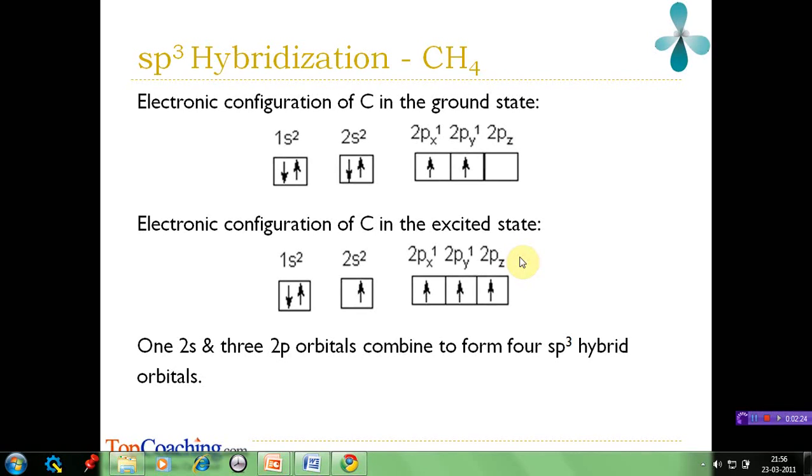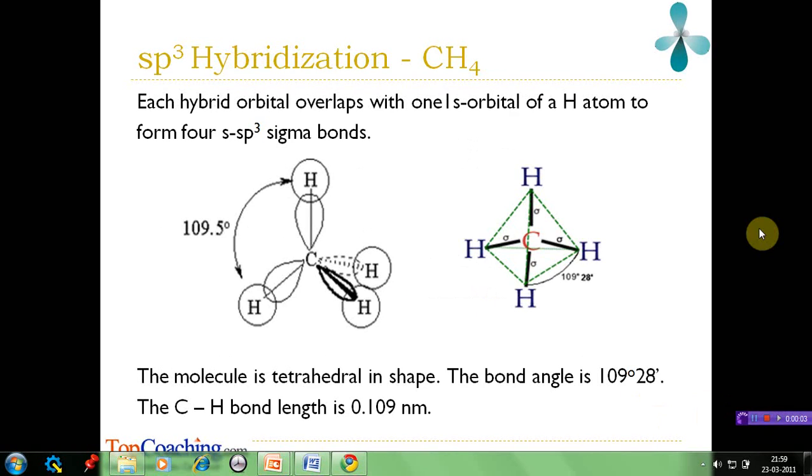symmetrical. Now what actually happens is that these four half-filled orbitals of carbon atom combine and hybridize to form four identical sp3 hybrid orbitals. Now as can be seen in the diagram, these four sp3 hybrid orbitals are spatially oriented from the carbon nucleus towards the corners of a regular tetrahedron. The hybrid orbitals make an angle of roughly 109.5 degrees. The exact value is 109 degree 28 minutes.